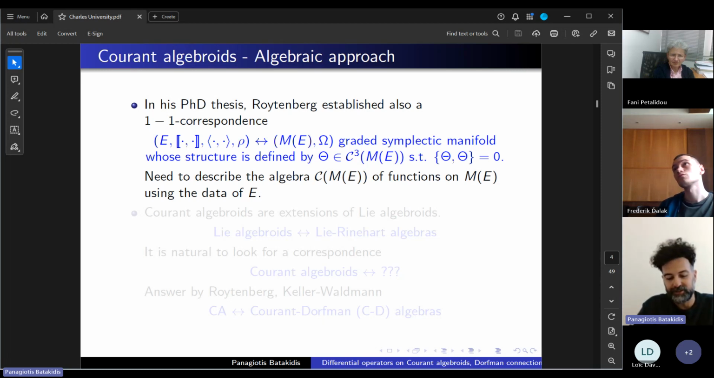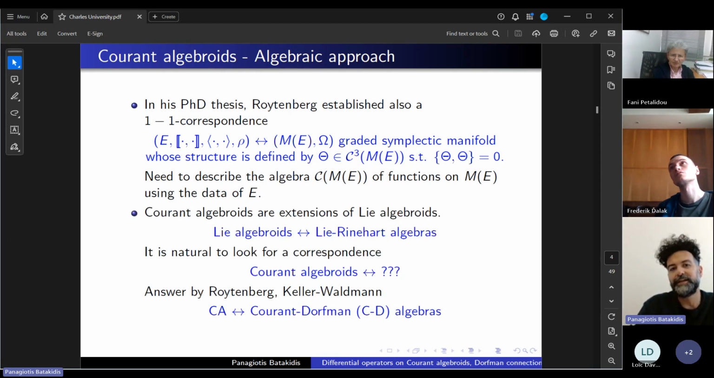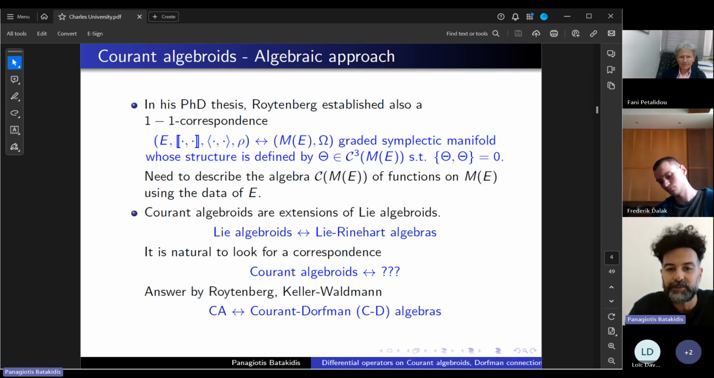And the idea to do that is to start thinking more abstractly, more algebraically. And Rothenberg's idea basically was to construct an object for Courant algebroids like Lie-Rinehart algebras for Lie algebroids. A Lie-Rinehart algebra is something completely algebraic, but every Lie algebroid corresponds to a Lie-Rinehart algebra. And that was missing. The algebraic object corresponding to Courant algebroids was missing at that time, and that's exactly what the Courant algebra is.